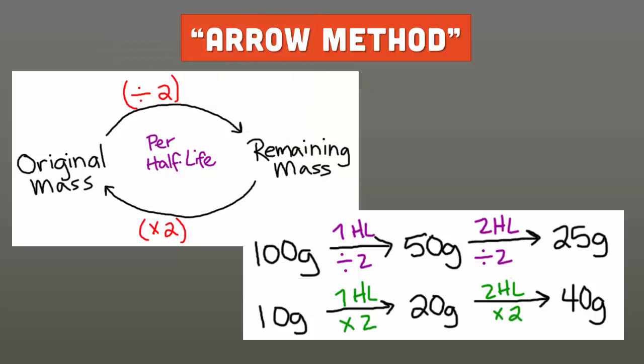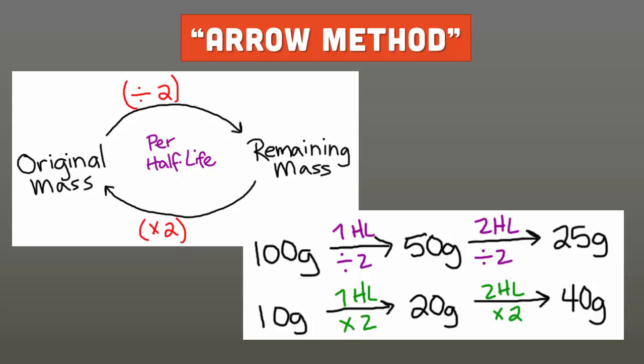This next part for half-lives is what we call the arrow method. The arrow method is actually using physical arrows on your piece of paper when you draw them down to represent a half-life. As you notice in the top left corner, that cyclical picture, when you're going from your original mass to your remaining mass, you're dividing by 2. So every arrow represents division by 2.